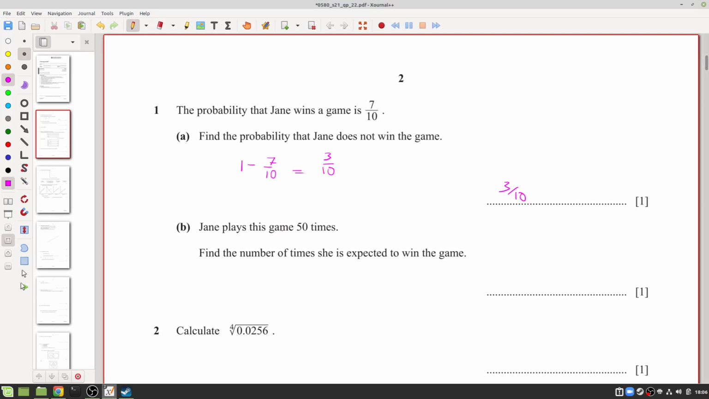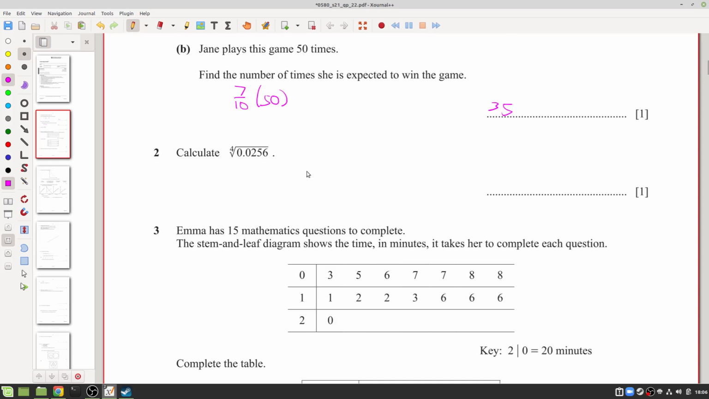Now Jane plays this game 50 times. Find the number of times she is expected to win. So she's expected to win 7 out of every 10 times she plays. So 7 times the 50 games she plays, and that's going to give us 35 games.